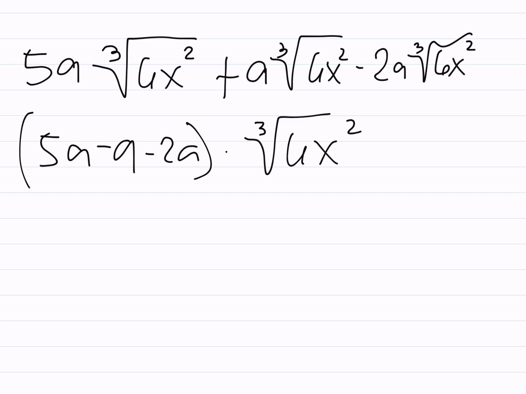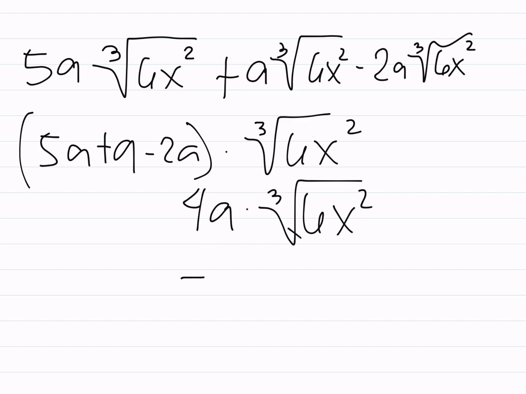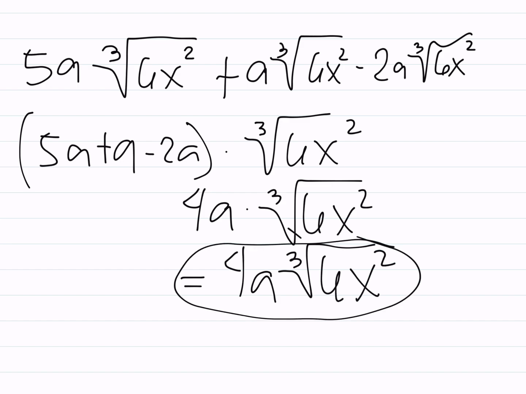So 5 plus 1 is 6 minus 2a. So we have 4a times the cube root of 6x squared. So we have the 4a cube root of 6x squared, and that's the final answer.